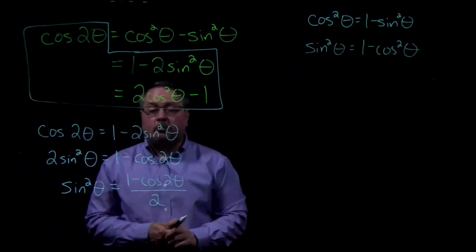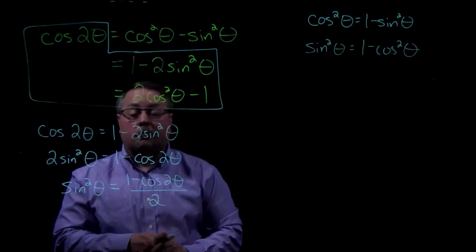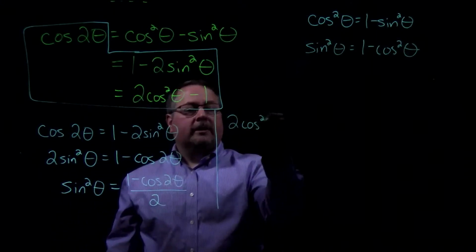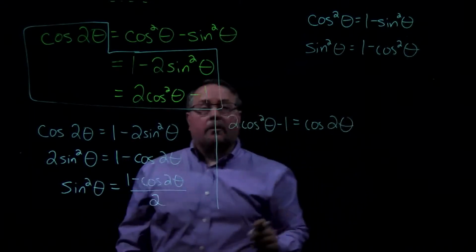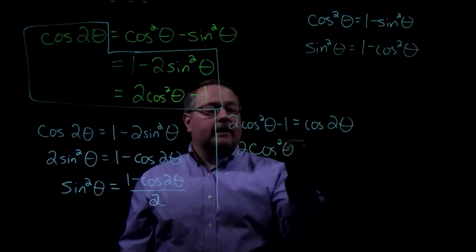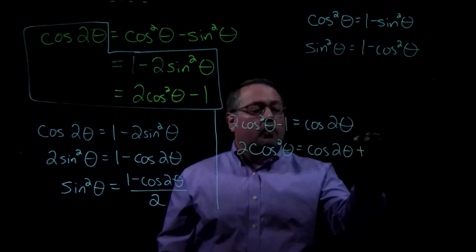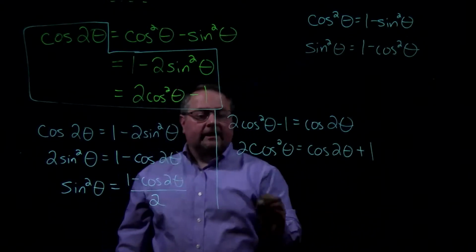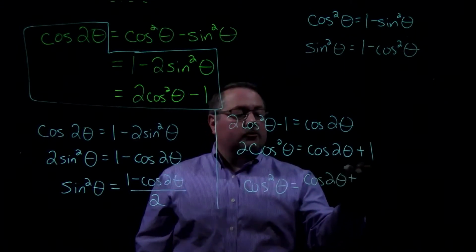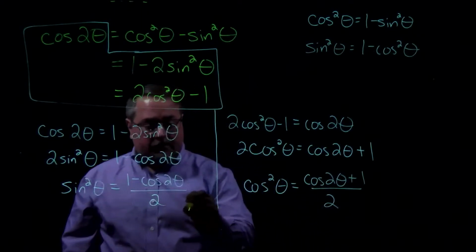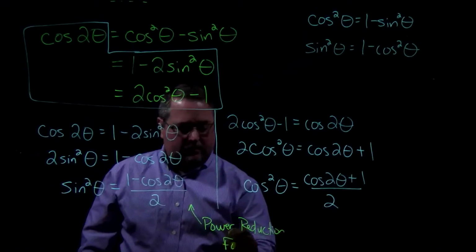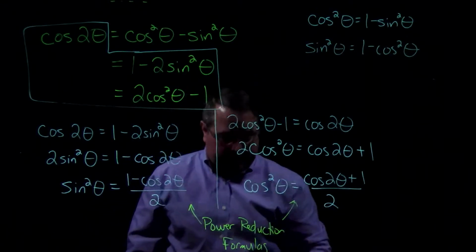So what we've done is rewritten the sine squared of theta as something involving cosine of 2 theta, cosine to the first power. If we were to do the same thing with 2 cosine squared theta minus 1 equals cosine 2 theta, so if we use the third version of the double angle formula for cosine, we'd have 2 cosine squared theta equals cosine of 2 theta plus 1. So we'll start by adding 1 to both sides, and then we're going to divide both sides by 2. So we get cosine squared theta equals cosine of 2 theta plus 1, divided by 2. Okay, and these two formulas are what we call power reduction formulas.